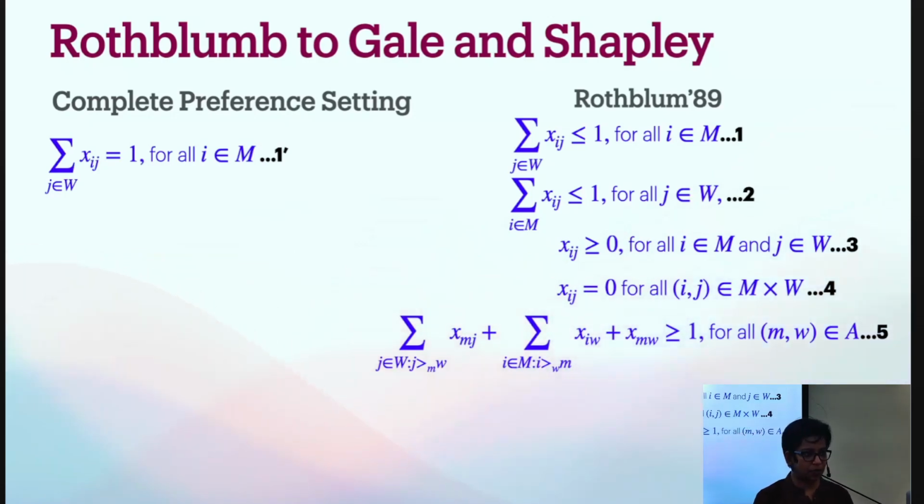Everybody on the other side in the preference list. Can you see why a stable matching will always be complete, will always be perfect?